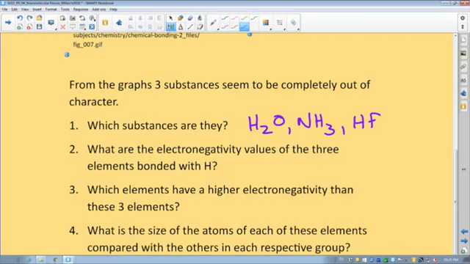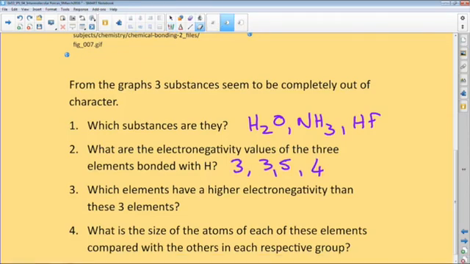So 3, 3.5, and 4. And in fact, I want to make a change here. These are the substances, these are the molecules, but what are the atoms? I want to write here that the atoms are oxygen, the atom concerned here is nitrogen, and the atom concerned here is fluorine. Okay? So 3 for oxygen, 3.5 for nitrogen, and 4 for fluorine.